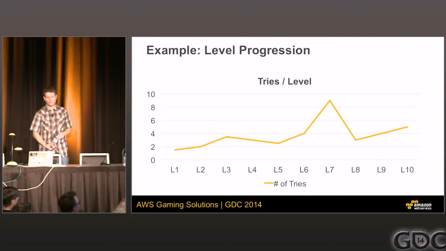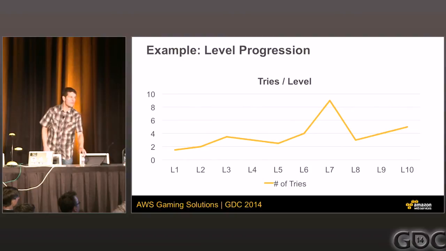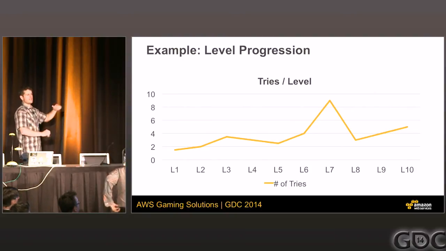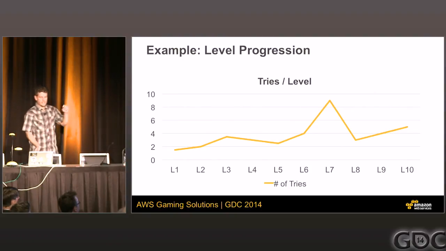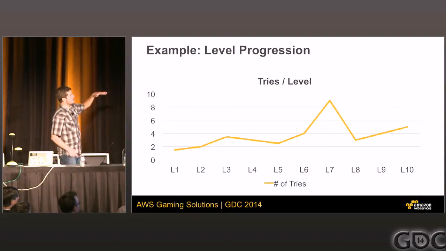So let's look at some real trivial examples here. I want to use this to highlight different kinds of data you're going to want to collect. This is a simple example with level progression. This is the number of tries per level.